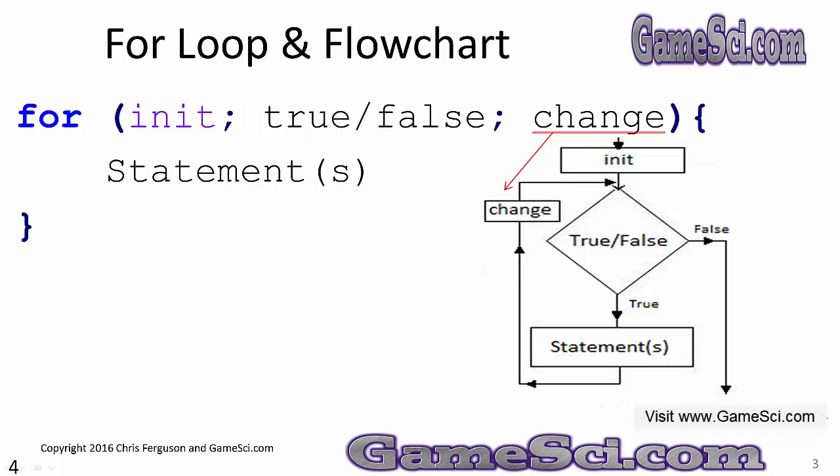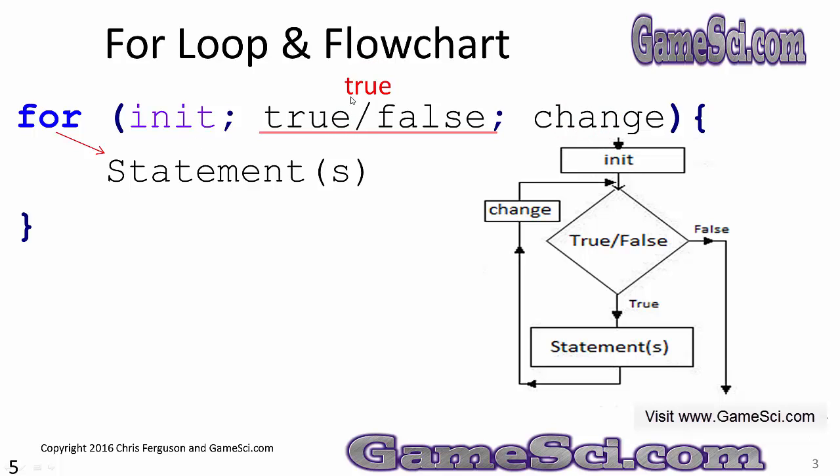Here's something interesting. When it spins back up to this for loop, it goes to the change first. It comes back up here and says we need to change the iteration variable. Notice on the flowchart where we're at. We're going to change this variable before we go back to the true-false statement. We do the change first and then we back up and do the true-false statement. Got that? We execute change first and then we do the true-false statement.